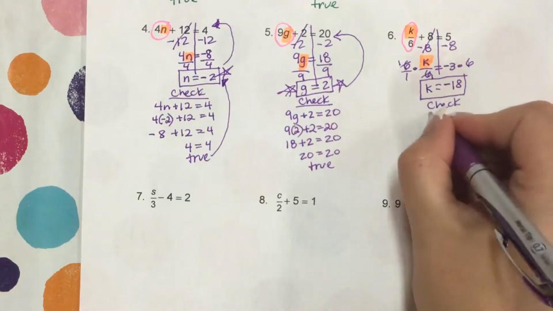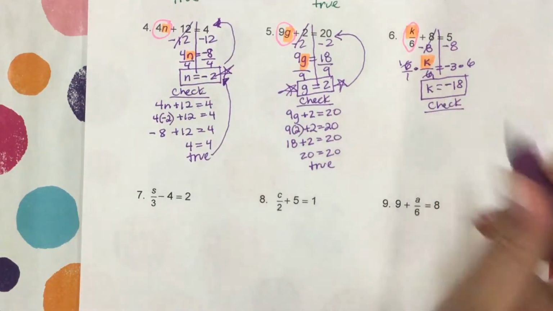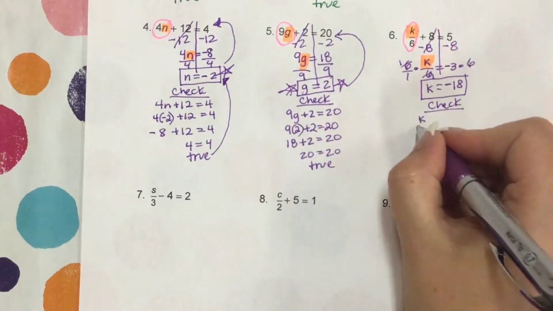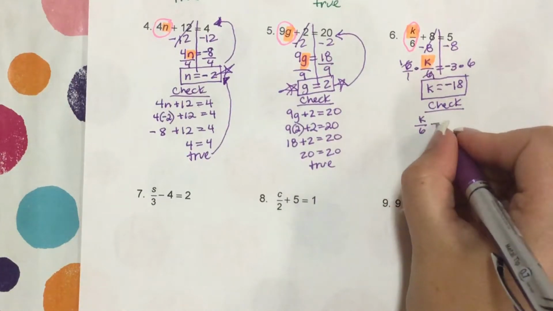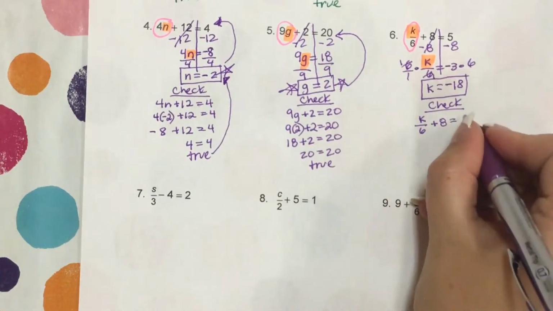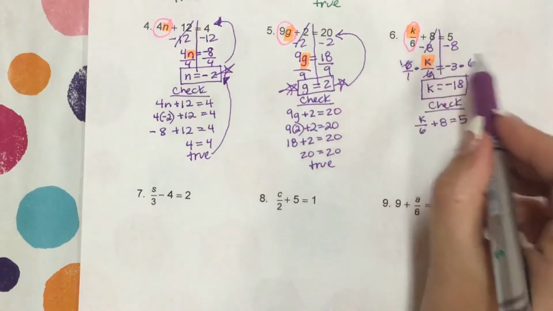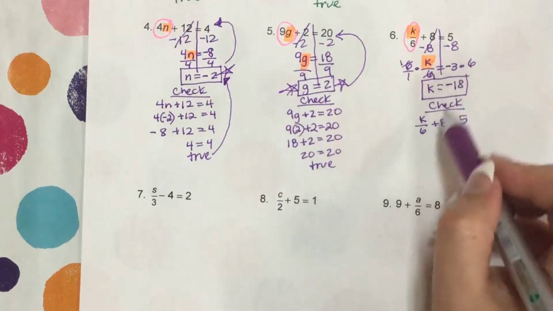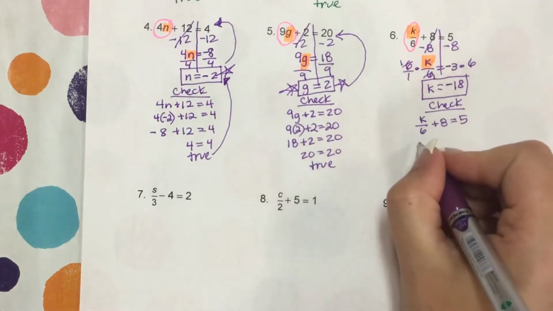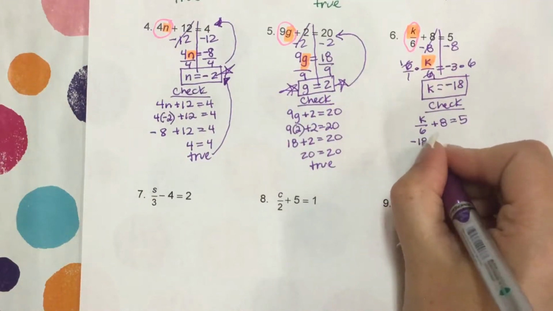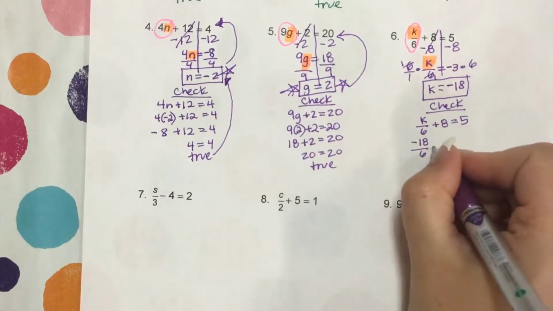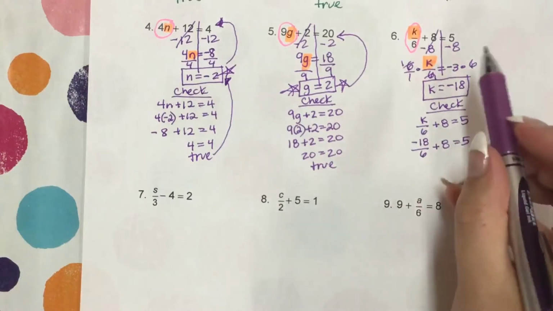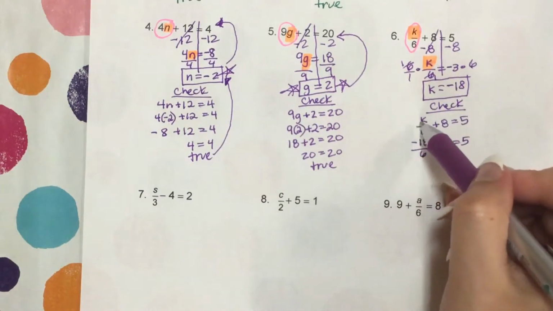Now it's time to check it. Okay, so I'm going to write the word check. You write the word check. I'm going to write the original equation: k over 6 plus 8 equals 5. Check it. Always check it. Okay, wrote it right. Now I'm going to substitute negative 18 in for k. So I'm just putting negative 18 over 6 plus 8 equals 5. Now, I didn't put this in parentheses because right now k is not being multiplied by anything.